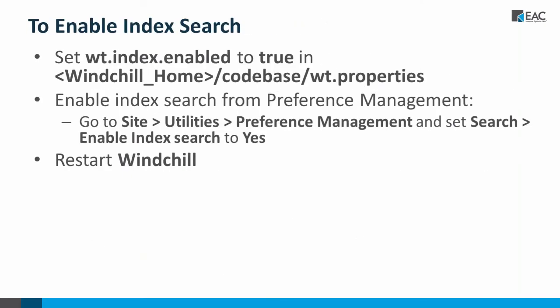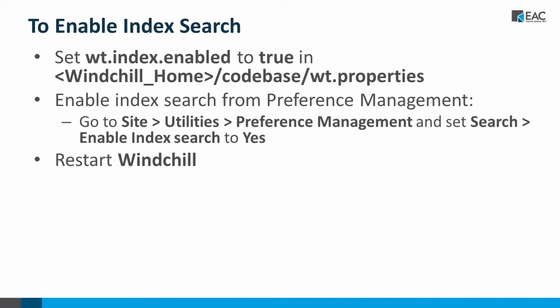This is how you turn on index search. I just copy and pasted some things. There's 2 things that you have to turn on, right? You have to set WT index enabled to true, and you have to go under the utilities and set enable index to search to yes, and then restart Windchill. But the thing is, there's a lot more to it than that. It's more complex than flipping on a switch, or these 2 switches in this case.